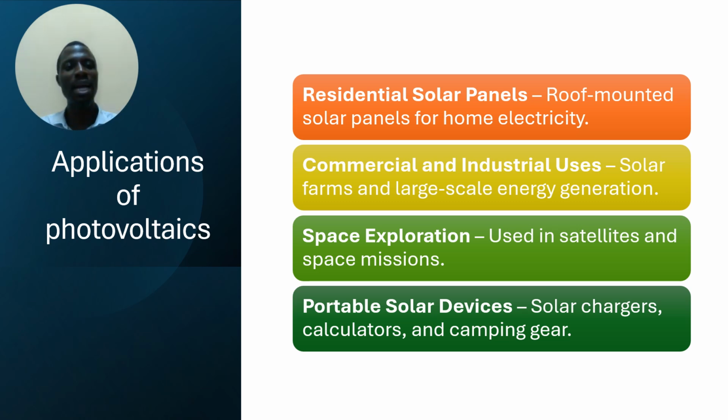So generally, the application of photovoltaics can be summarized into 4 categories: residential solar panels as roof-mounted panels for home electricity, especially in small units. Commercial and industrial uses are also possible with photovoltaics. We can use it as it has been since the 1950s for space exploration, and also for portable solar devices, as we commonly have in Africa, in rural areas where we don't have the national grid available. So we have it as solar chargers, calculators. We have it in our camping gears for those of us that enjoy going camping.